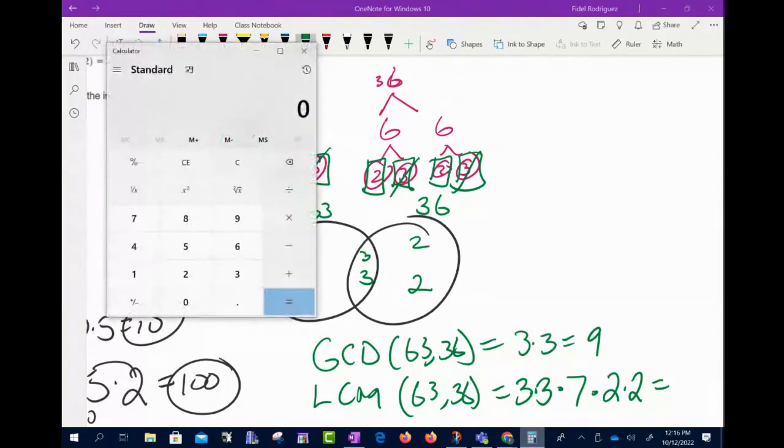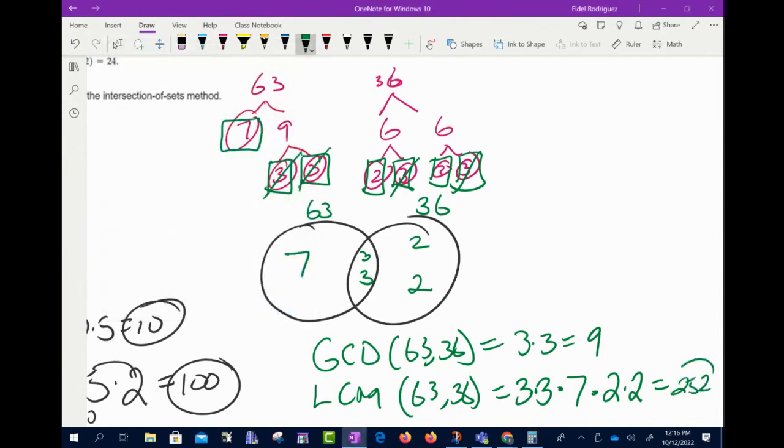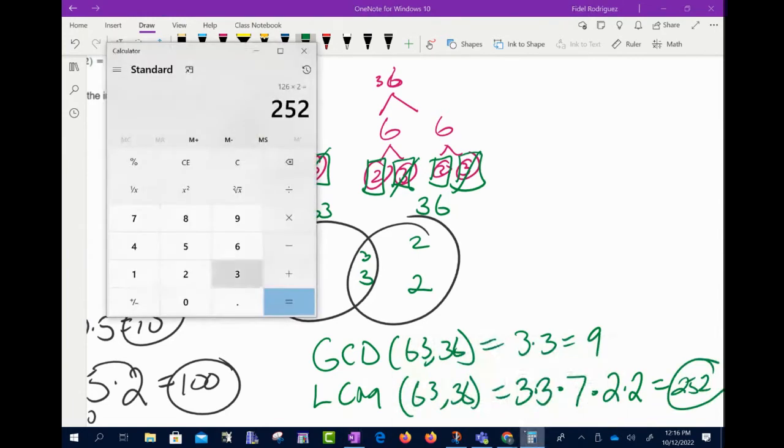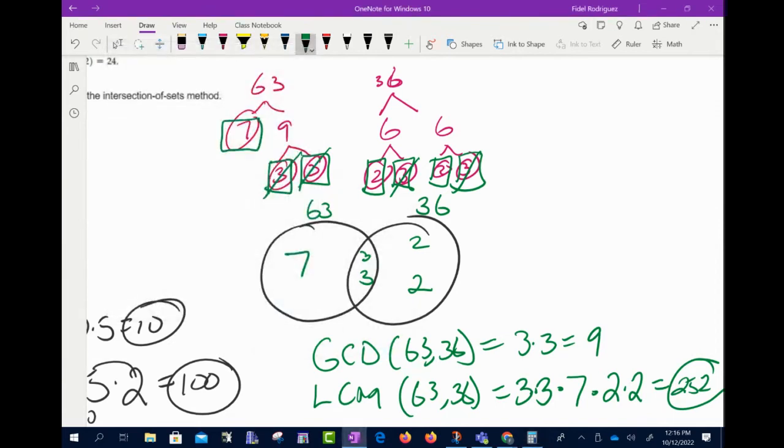So, y'all, I'm just going to use my calculator right here, and I'm going to say, look, 3 times 3 times 7 times 2 times 2 again is 252. Let me make sure I did that right. Clear it out. So 3 times 3 times 7 times 2 times 2. Yeah, 252. Okay. And we got our numbers. Okay. So this is a game I'm going to play every single time, y'all.